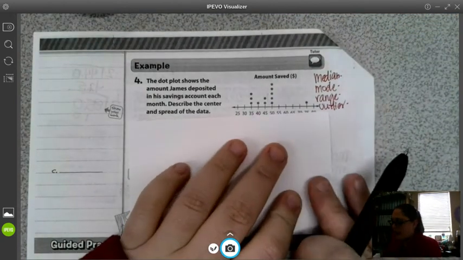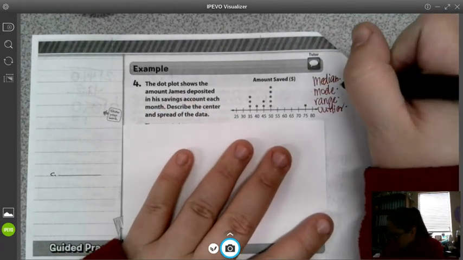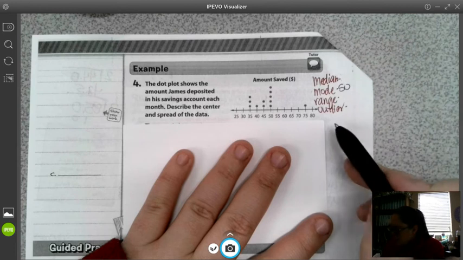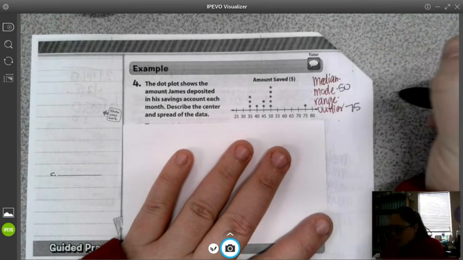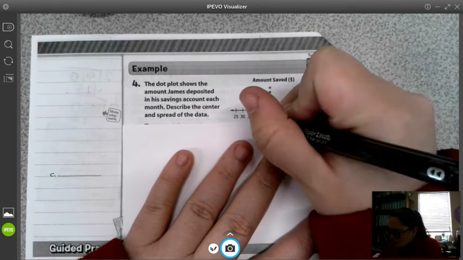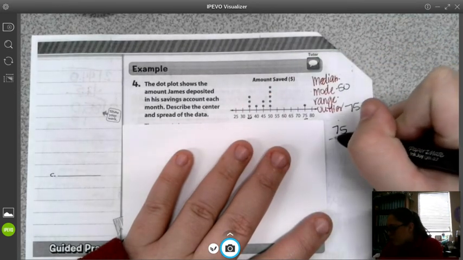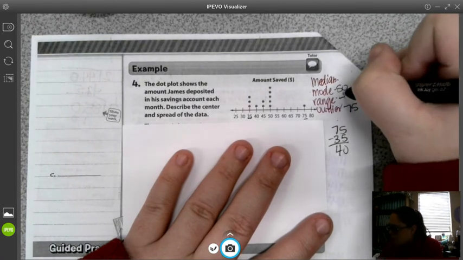So again, the mode is the easiest to find. It's obviously 50 on this one. My outlier, I've got 75 is pretty far out there, kind of doing its own thing. My range, I've got 75, take away 35. So I'll take this away, and that gives me a 40.